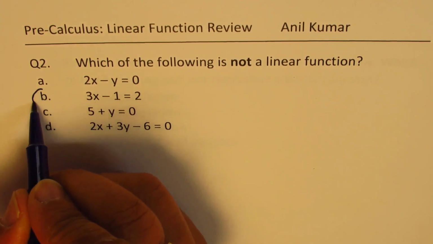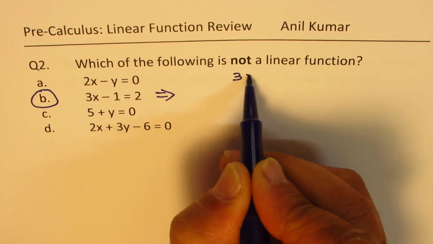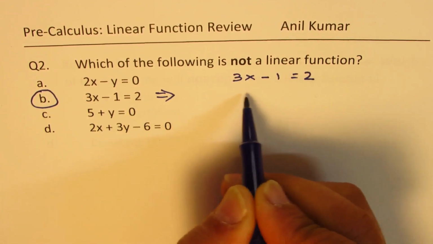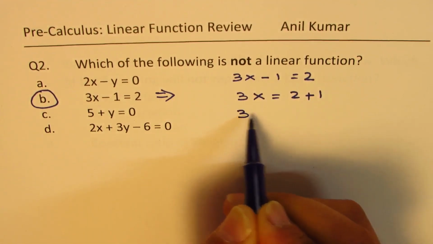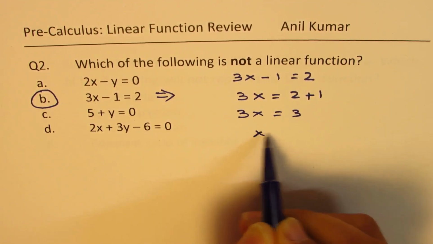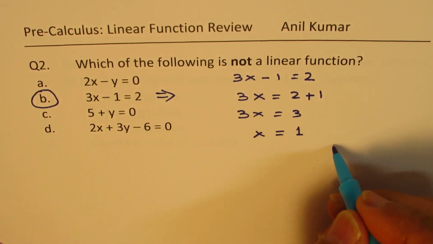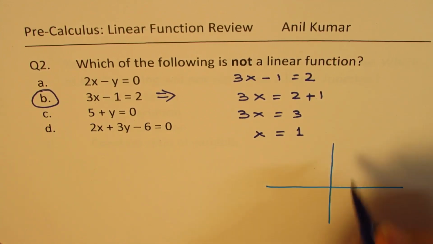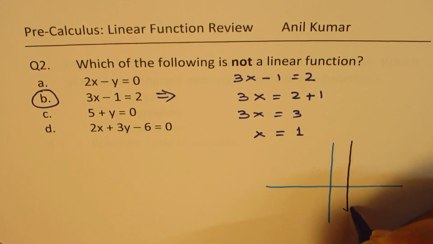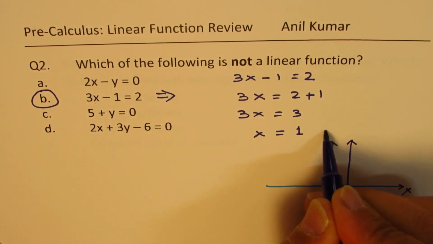So if you look into B, you could rewrite this. Look at B, right? We are given 3x minus 1 equals 2. So that means 3x equals 2 plus 1, or we can say 3x equals 3, or x equals 1, right? 3 divided by 3. Now if you sketch this graph, then what do you get? X equals 1 is a vertical line, where this point here is 1. Do you get the idea, right? So this is your x-axis, that's your y-axis.